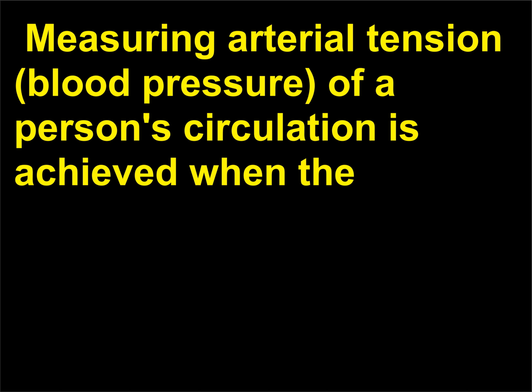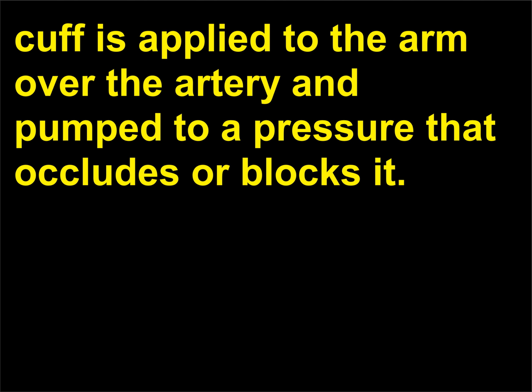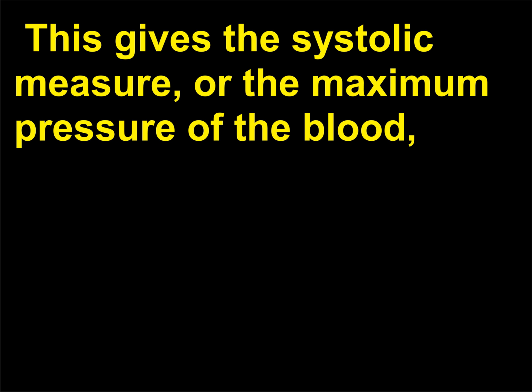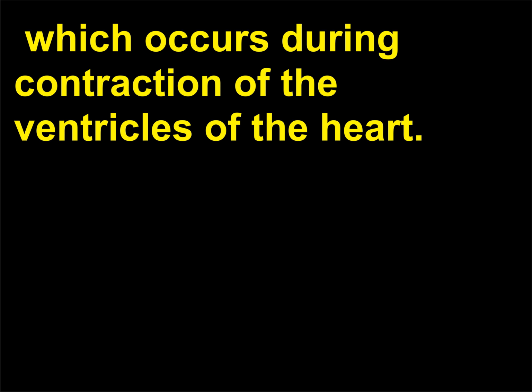Measuring arterial tension, blood pressure, of a person's circulation is achieved when the cuff is applied to the arm over the artery and pumped to a pressure that occludes or blocks it. This gives the systolic measure, or the maximum pressure of the blood, which occurs during contraction of the ventricles of the heart.